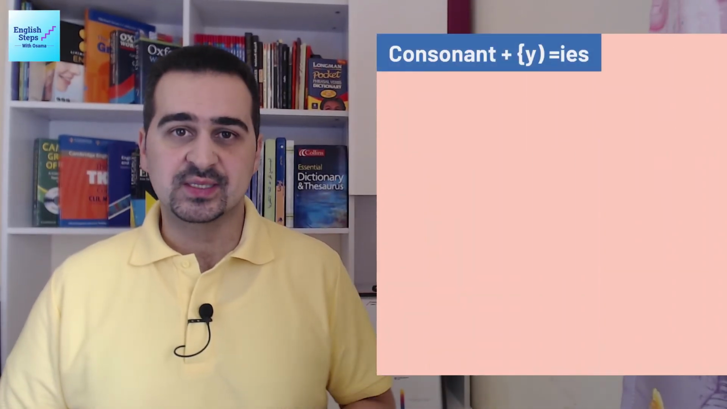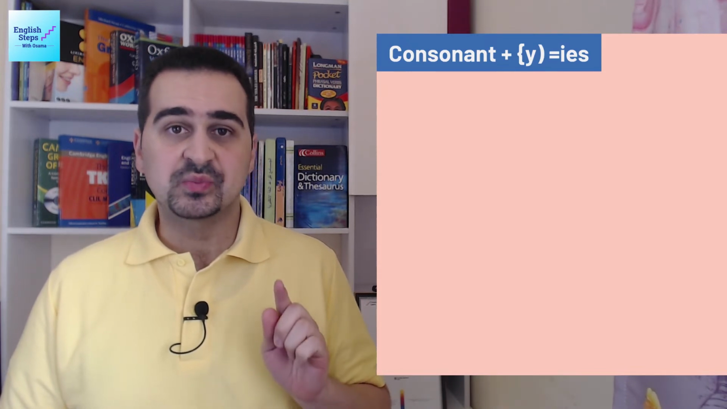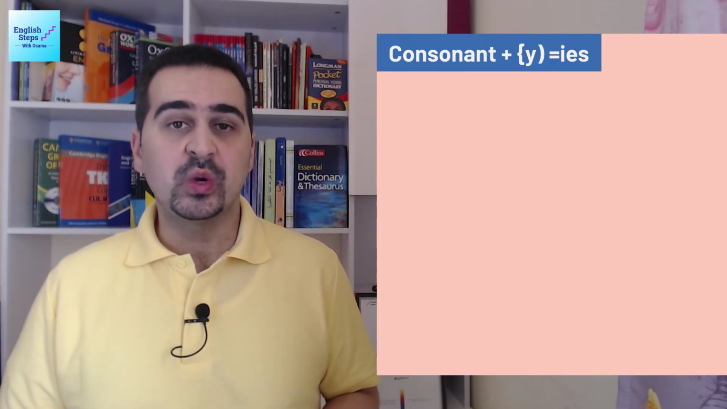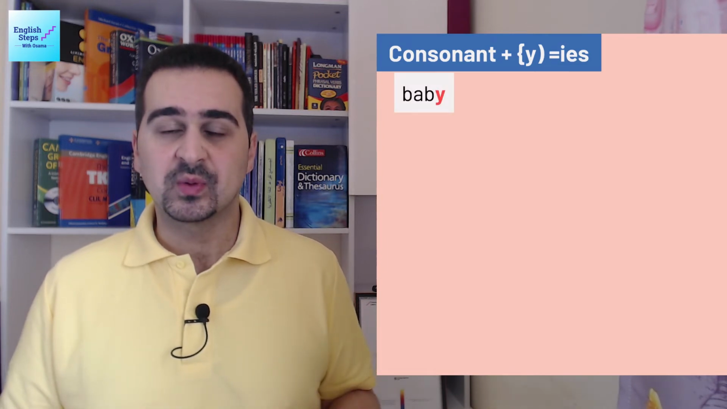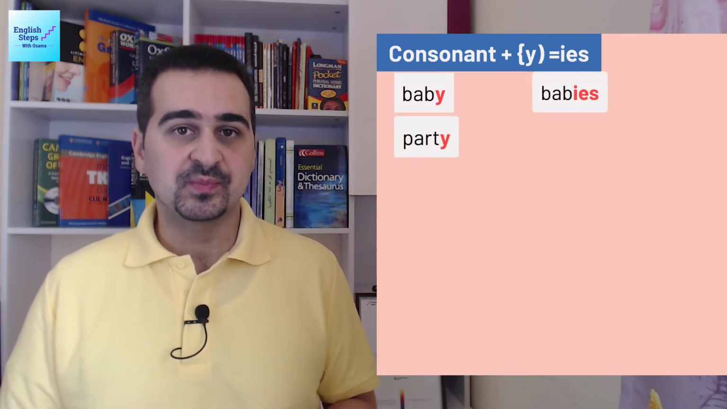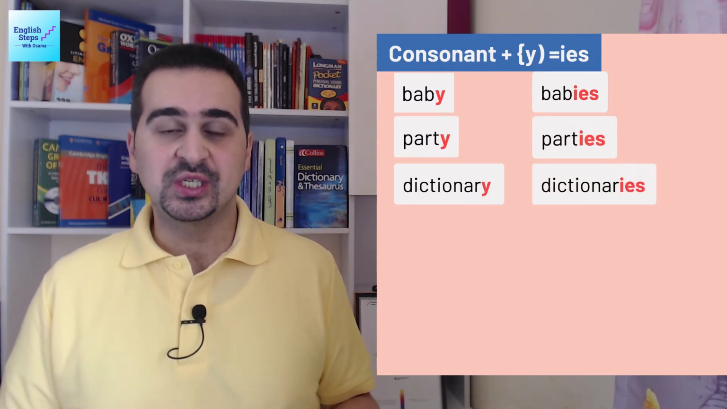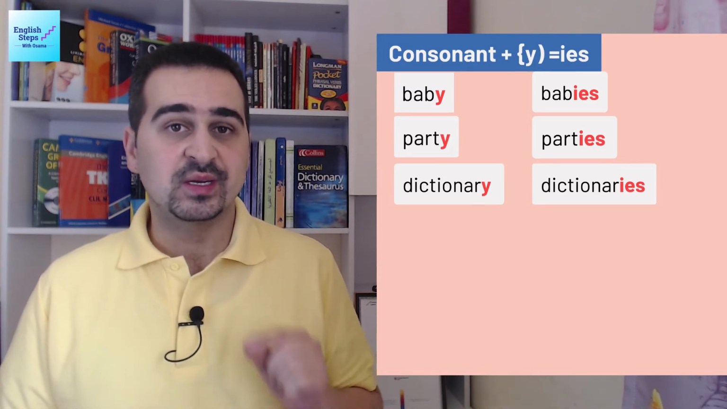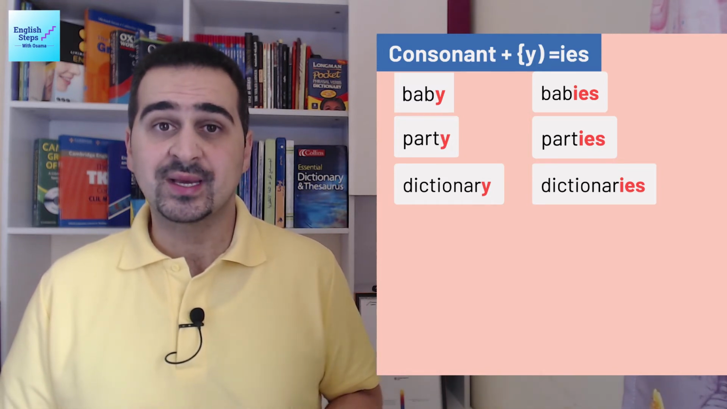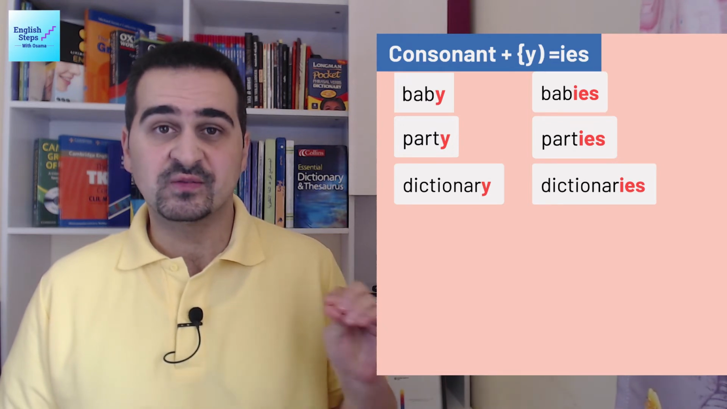Now, the second group is about IES. If the noun ends with Y and it is preceded by a consonant, we have to change it into IES. For example, baby, babies, party, parties, dictionary, dictionaries. As you can see, in all these examples, the letter Y is preceded by a consonant. I mean a letter which is not a vowel.